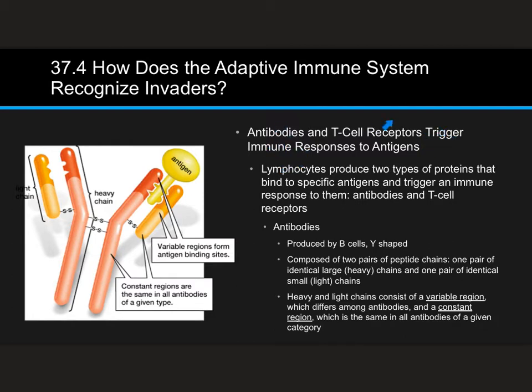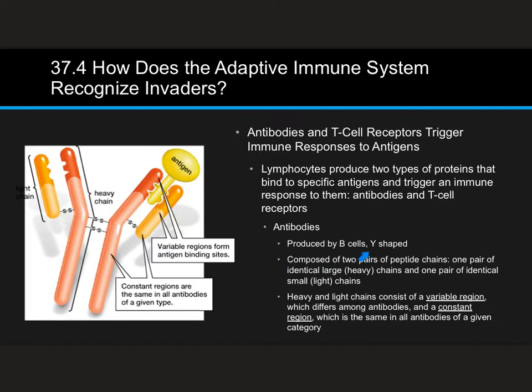Okay, we talked about antibodies. We haven't really mentioned T-cell receptors yet, but that's what we're going to do here in the next few slides. So lymphocytes, your white blood cells, produce two types of proteins that bind to specific antigens and trigger an immune response, antibodies and T-cell receptors. Okay, I briefly mentioned this before, but we'll just quickly go over it again.